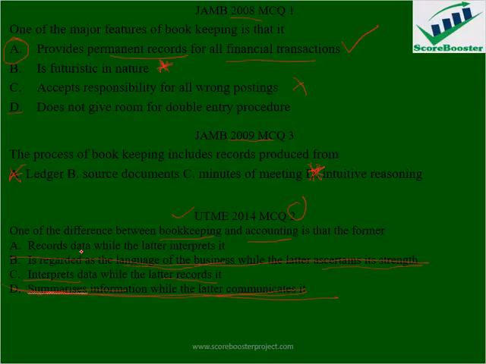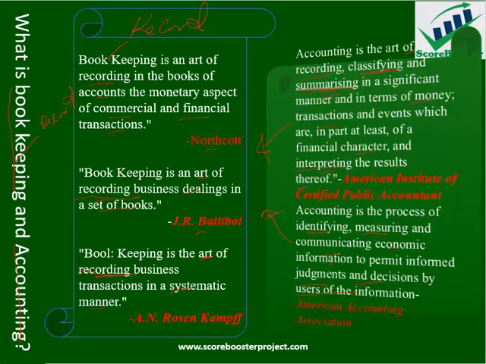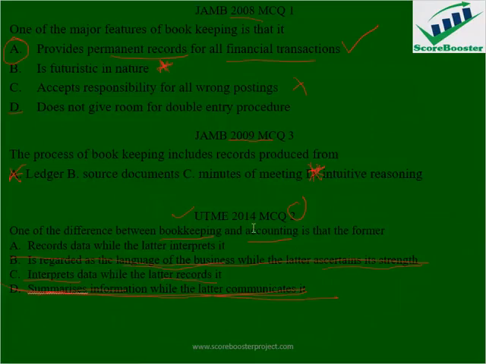Now let's look at this. This one records, this one interprets, this one interprets, this one records. If you come to this point, we have discussed the three definitions of bookkeeping we have here, all is about recording, recording, recording. Whereas when you come to this place, you see the word what? Interpreting, interpretation. This is where the examiner took this question from in UTME 2014 MCQ 2. So the answer here is also A. This is just the way the examiner has been examining us in JAMB on this particular area.